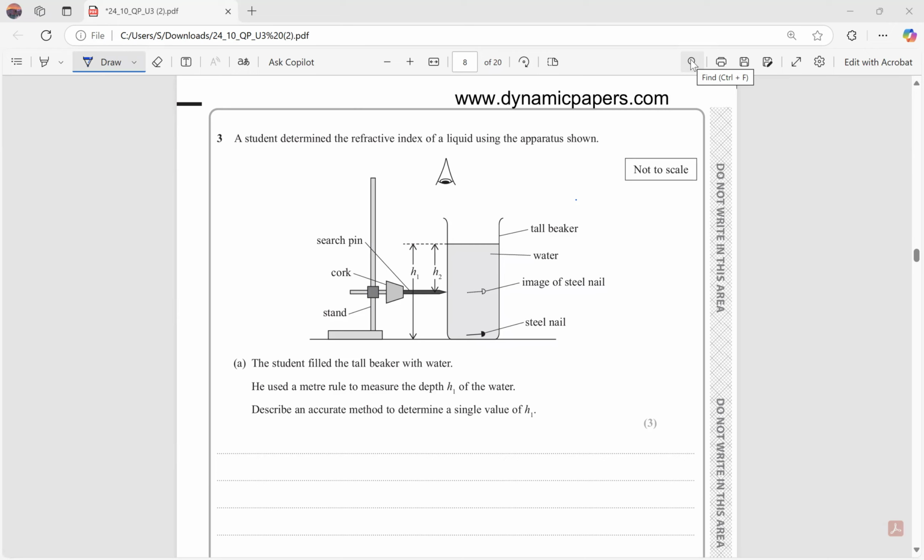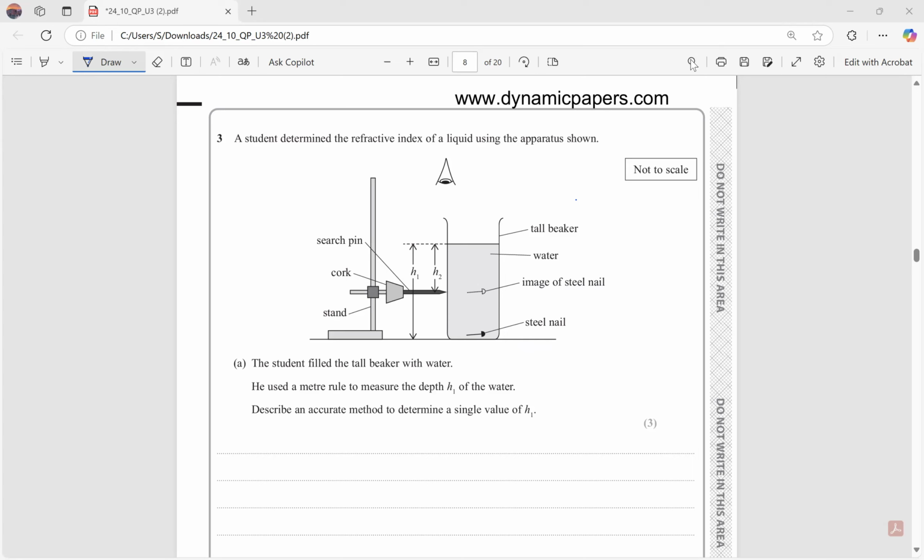Today we're going to do Unit 3, October 2024, Question 3. So let's start right away. A student determined the refractive index of a liquid using the apparatus shown. The student filled the tall beaker with water. He used a meter rule to measure the depth H1 of the water. Describe an accurate method to determine a single value of H1.